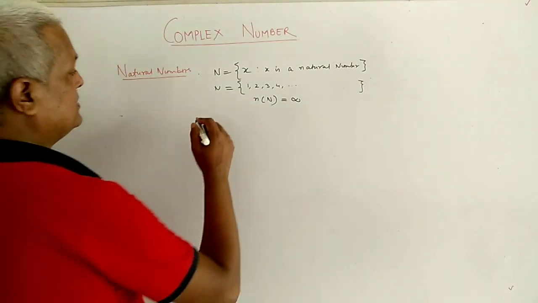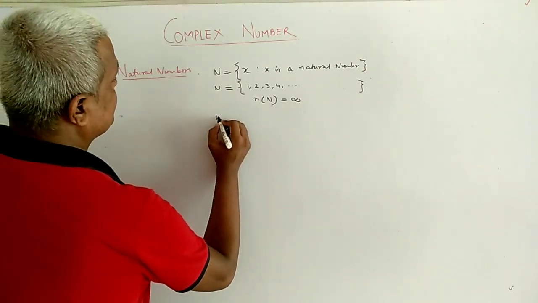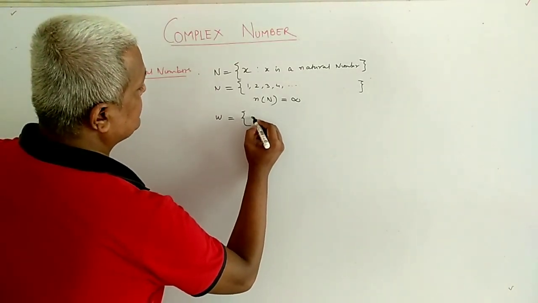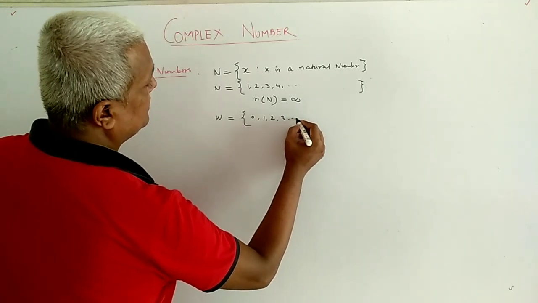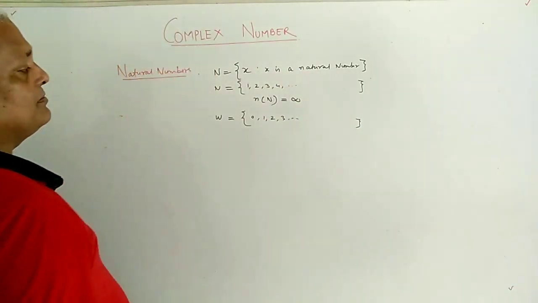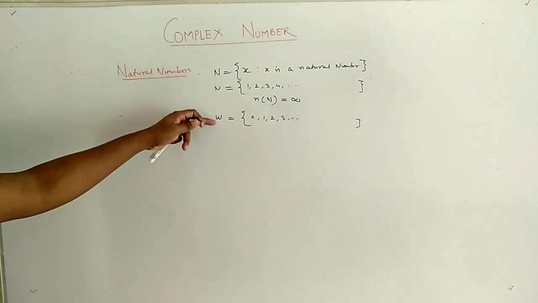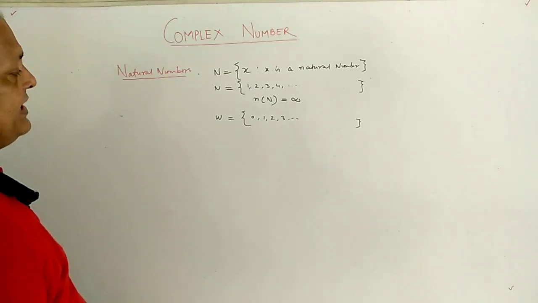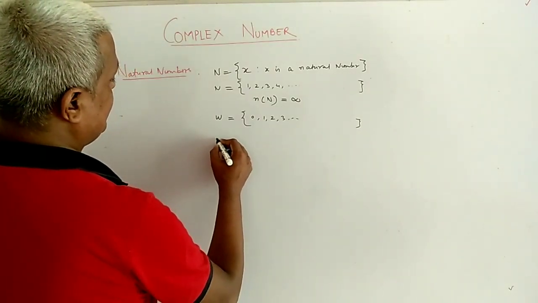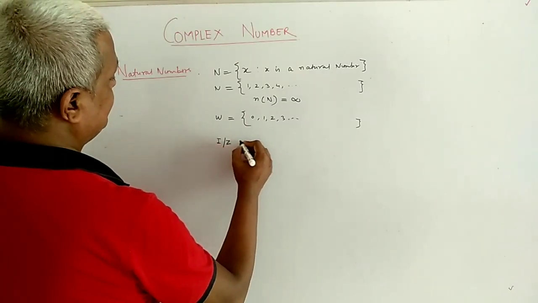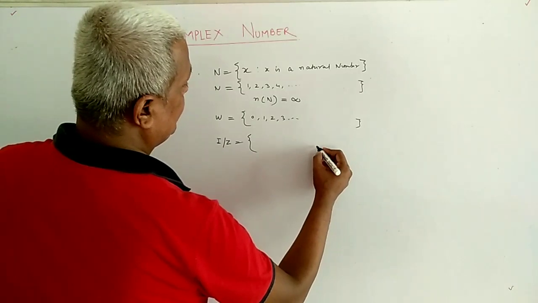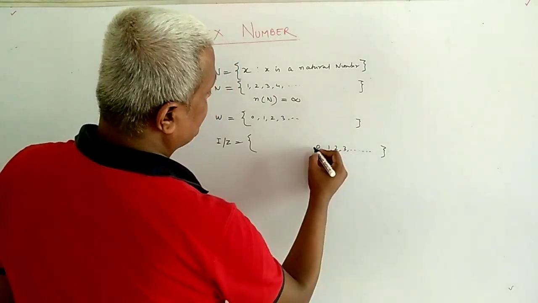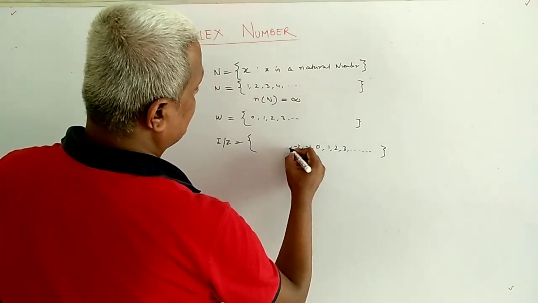Now you go for the whole numbers. Whole numbers are represented with the set W, and they are called the whole numbers. It goes like 0, 1, 2, 3. If in the set of natural numbers you include 0, then the number system will become whole numbers. Then we have the set of integers represented by I or Z, and this is the whole numbers along with the negative of the natural numbers, like this.